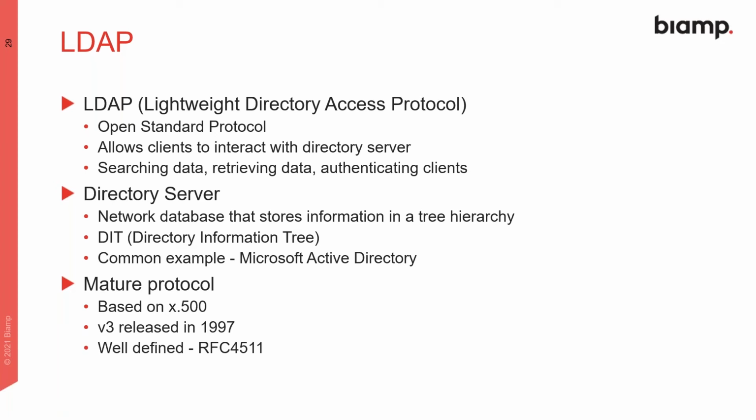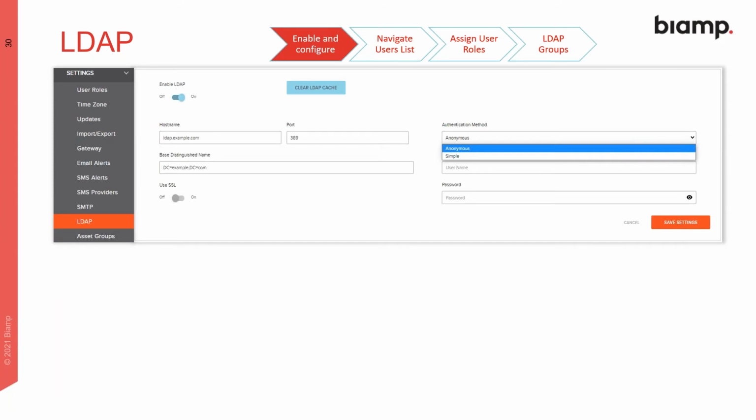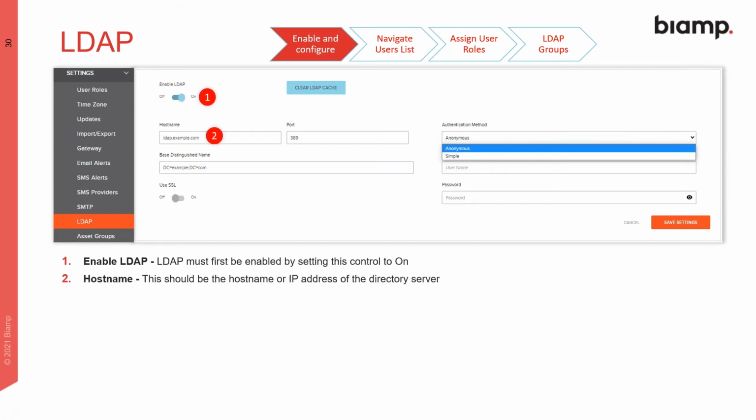And that's really what we're doing here. When we enable LDAP within SageVue, we're enabling an LDAP client that can reach out to that directory server and associate SageVue access roles with users in that directory. A couple steps to get that up and running. First, we need to enable the LDAP client by setting that to on. We need to give it a host name or IP address here.